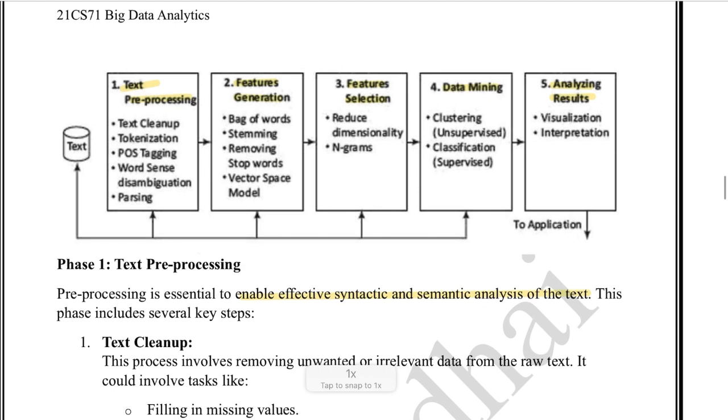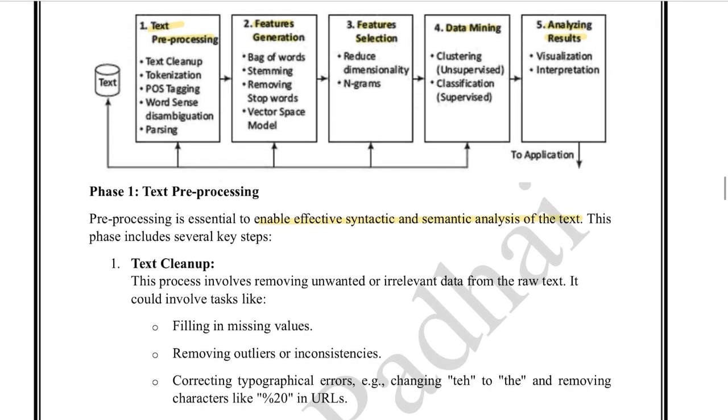Now what is semantic analysis? Let's deal with it in detail. First is text cleanup. We have to clean up certain unwanted text, or the text which is totally irrelevant and not required. So how we are trying to remove it is, first you are filling in the missing values. If any missing values are present, you try to fill them up. Next is removing the outliers and inconsistencies. If you have any outliers, for example, any range of data which is not required or any inconsistent data, just simply remove it.